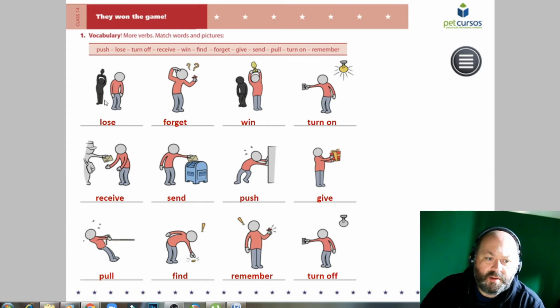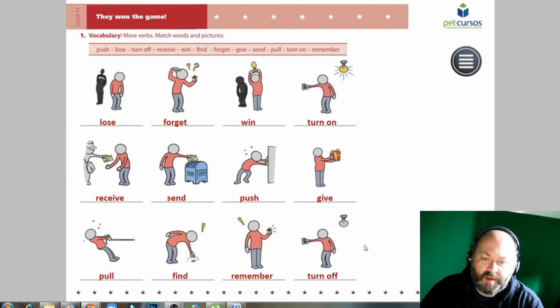Lose, do perder, né? Lose. Forget, esquecer, forget. Aqui o vencer, win. Acender a luz ou ligar alguma coisa, turn on. Receber, receive. Enviar, send. Pode ser enviar ou mandar alguma coisa, né? Mas sempre com sentido de enviar. Send. Empurrar, push, né? Dar, give a present in this case. Puxar, pull. Não confunda aqui, ó, né? Push, empurrar. Pull, puxar. Achar ou encontrar, find. Lembrar-se, remember. E apagar a luz ou desligar alguma coisa, turn off.